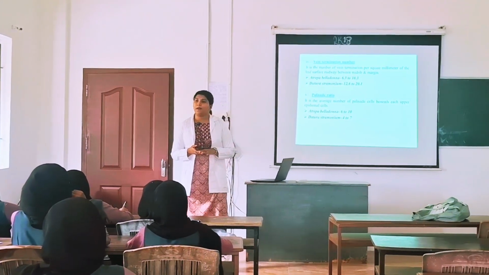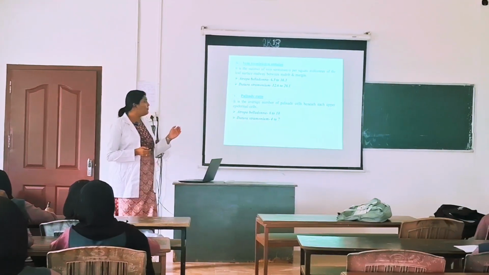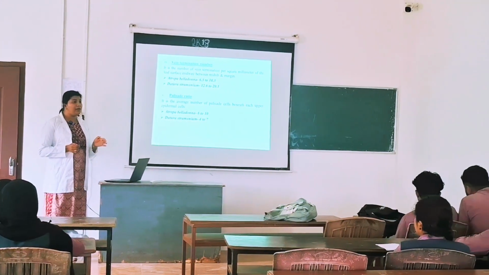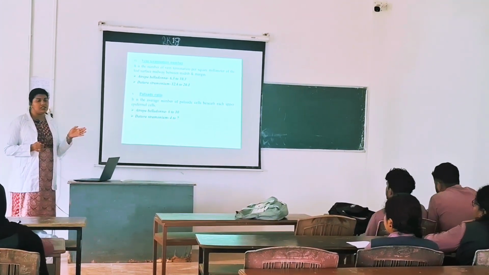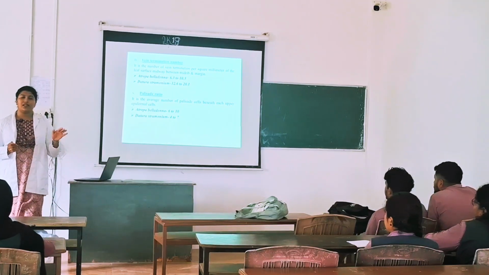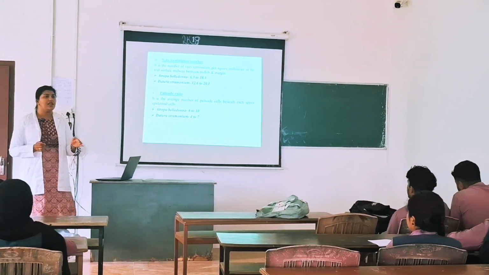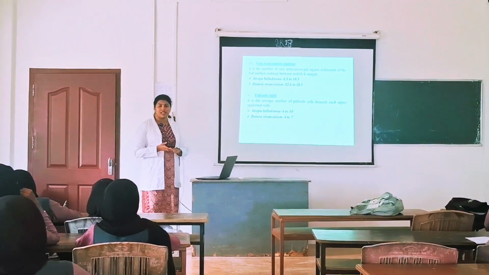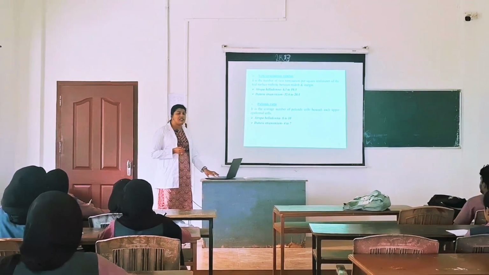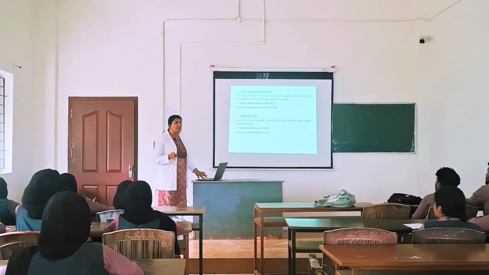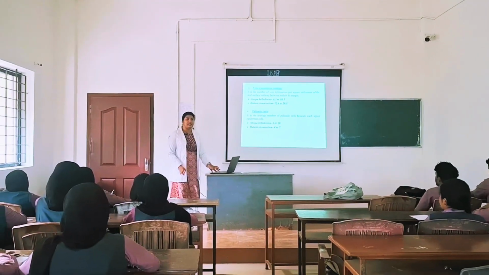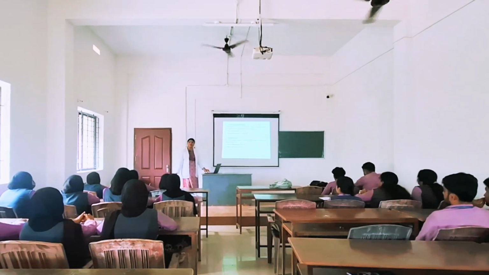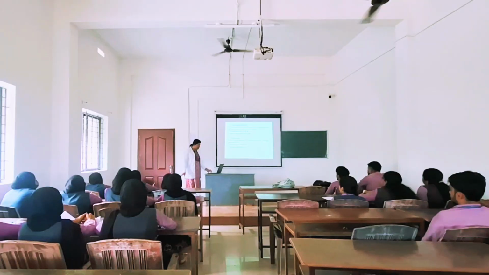Then palisade ratio. It is the number of palisade cells present beneath each upper epidermal cell. It is upper epidermal cells, not lower. Palisade cells cannot be seen in the lower epidermal cells. They can be seen only in the upper epidermal cells. These are the leaf constants. They mainly include stomatal number, stomatal index, vein termination number and palisade ratio.